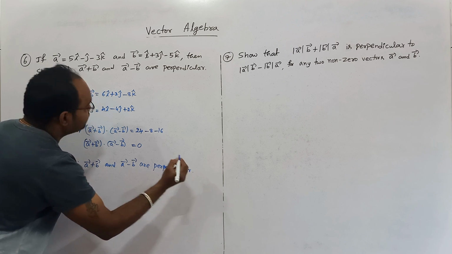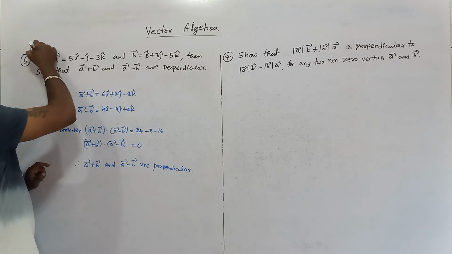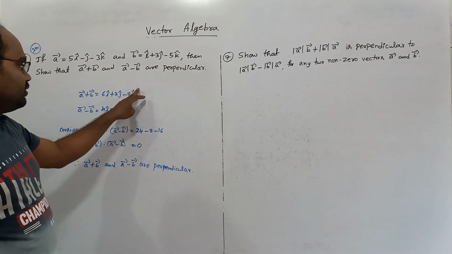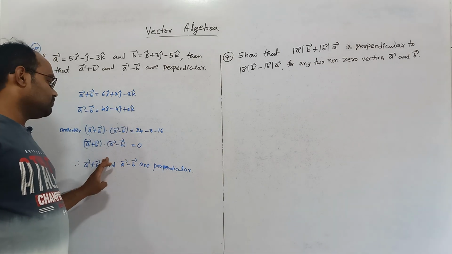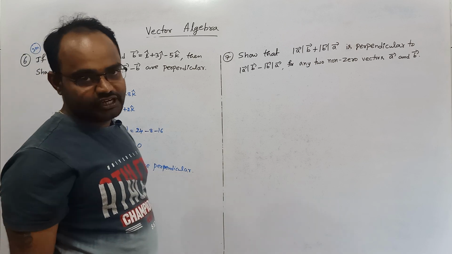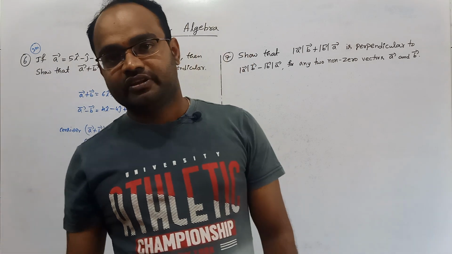So this can be asked in 2 mark question. So how to show that? You have to find A plus B, A minus B, dot product ತಗೊಳ್ಳಿ, 0 ಅಂತ prove ಮಾಡಿ. That proves that the vectors are perpendicular.